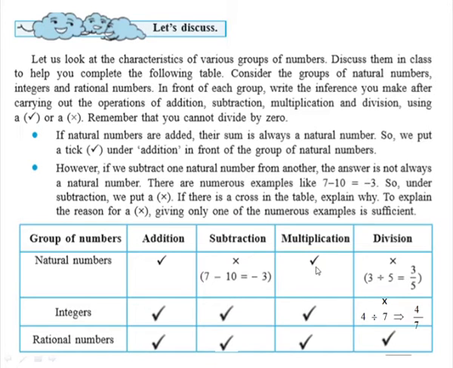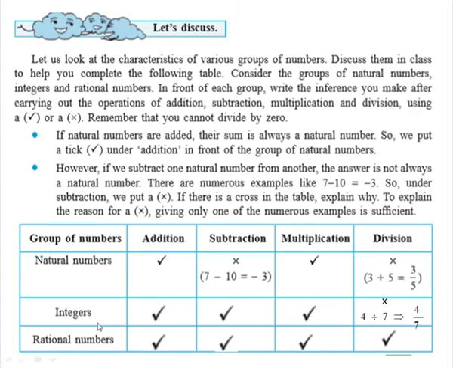Similarly, when you multiply any two natural numbers, the product is always a natural number. Hence, we will put a right mark in the set of multiplication. Also, if you divide one natural number by another, sometimes you get a natural number as the quotient, but every time you will not get a natural number as a quotient. Here one such example is given. 3 divided by 5. If you divide 3 by 5, the answer is in the form of a rational number. Hence 3 upon 5 is not a natural number. Hence we cannot get a natural number on dividing one natural number by another.